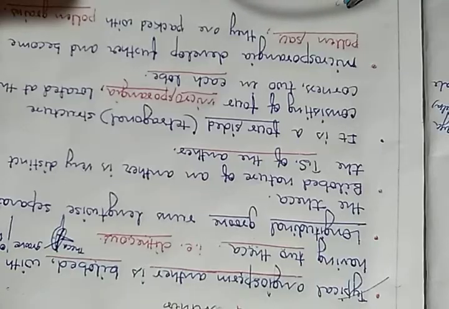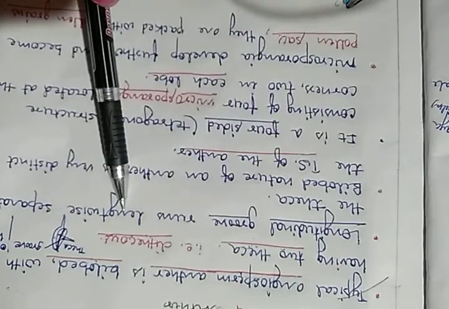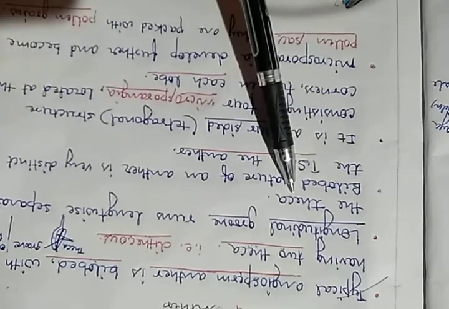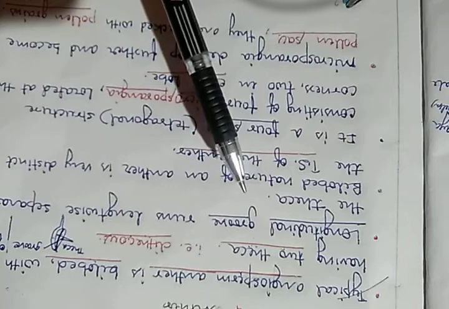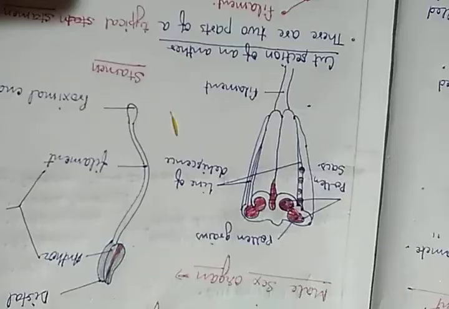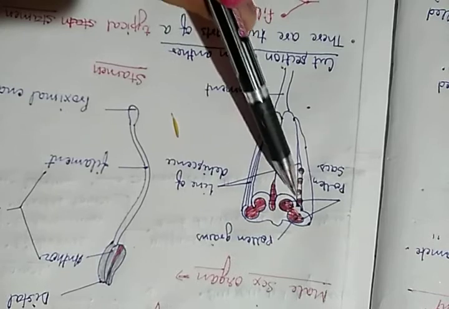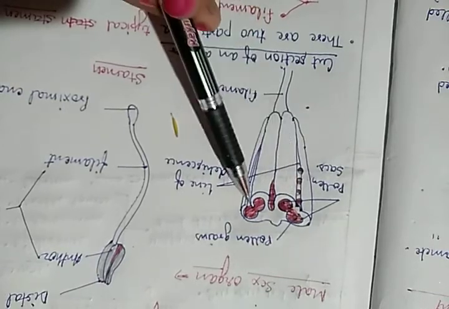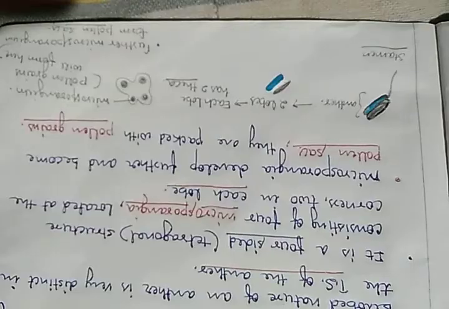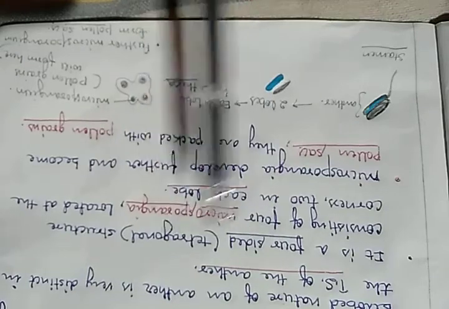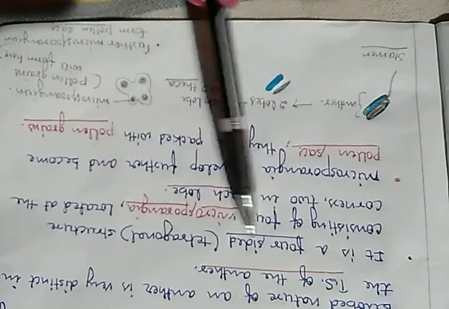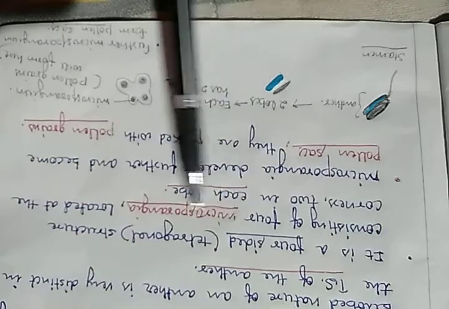The next point mentioned is that longitudinal grooves run lengthwise, separating the theca. So what happened? There is a groove present which separates the theca. This is the longitudinal groove which separates the theca. So an anther is tetragonal because it has four sides. It is a four-sided structure consisting of 4 microsporangia.